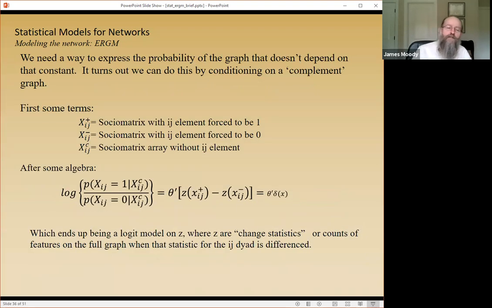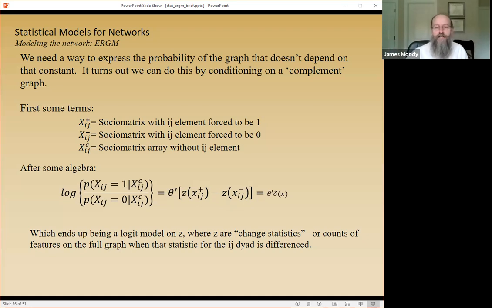But it turns out, and this was the insight that came out of the early models in the 90s, that there's a way to think about this process conditionally. And once you think about it this way, what it effectively does is it treats the network statistics not as an observed statistic, but as the difference between the observed statistic when the tie is forced to be present versus when the tie is forced to be absent. And every other row and column and every other cell in the network is held exactly as it is.